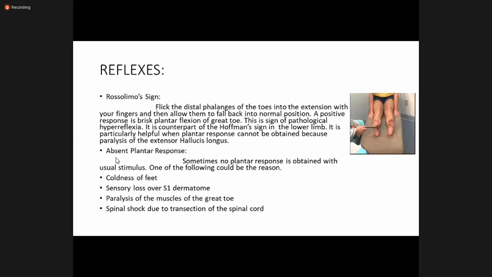Absent plantar reflexes. Sometimes no plantar response is obtained with the usual stimulus. One of the following could be a reason: patients having cold feet, sensory loss over S1 dermatome, paralysis of the muscles of the great toe, or spinal shock due to the transection of the spinal cord. In all four conditions, you will notice absent plantar response in the patients. Coldness of the feet, the sensory loss, paralysis of the muscle of great toe, spinal shock.